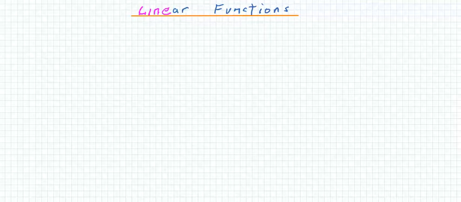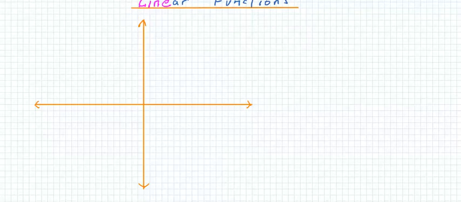So let's start with a graph. Our graph consists of two perpendicular lines called axes. This is the x-axis. I really should use a different color. This is the x-axis, and this is the y-axis.